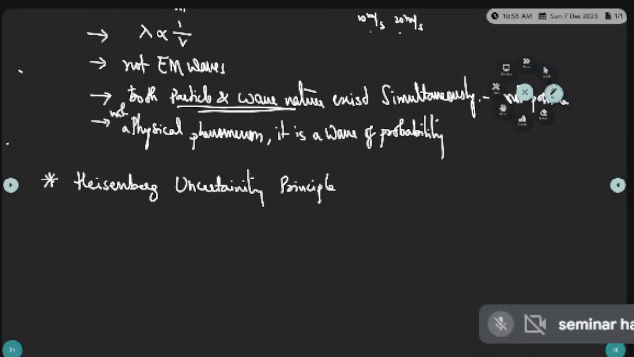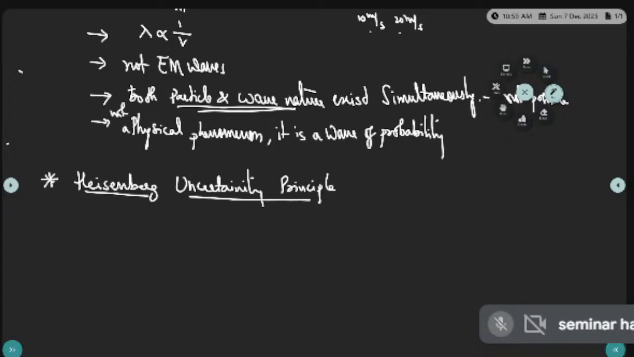Heisenberg uncertainty principle. Okay. What is Heisenberg uncertainty principle? Heisenberg is a person who gave this uncertainty principle regarding being unable to locate or define two properties at the same time. One is possible. If you are defining one property, then it is difficult to define the other property.